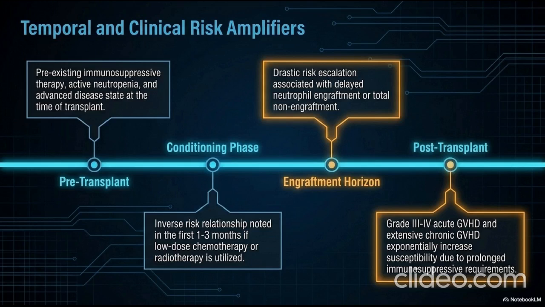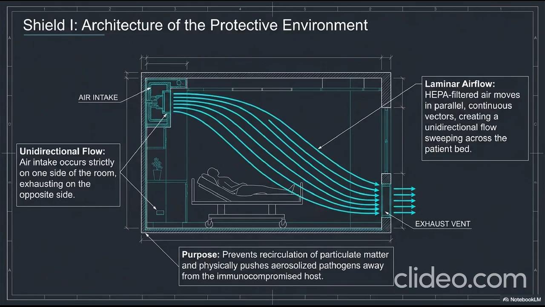Vulnerability peaks during the conditioning phase and engraftment horizon. Factors like grade 3 to 4 acute GVHD or delayed neutrophil engraftment exponentially increase susceptibility. Conversely, lower-intensity conditioning regimens in the first 3 months post-transplant may offer an inverse risk relationship. Slide 6. Shield 1. Architecture of the protective environment.